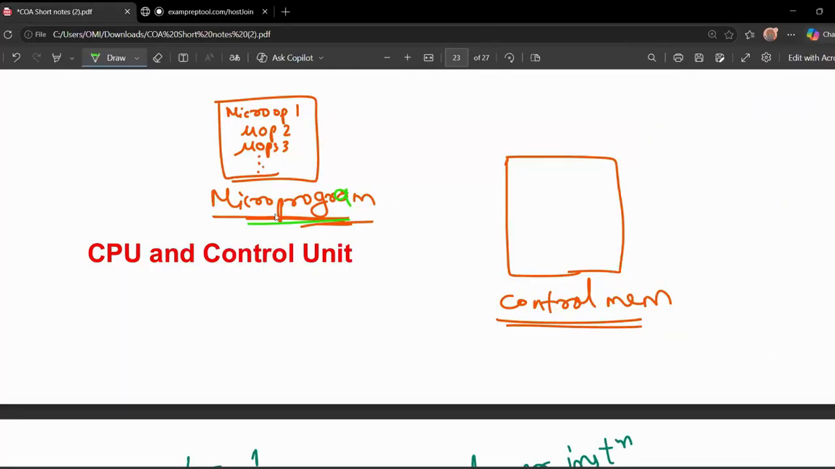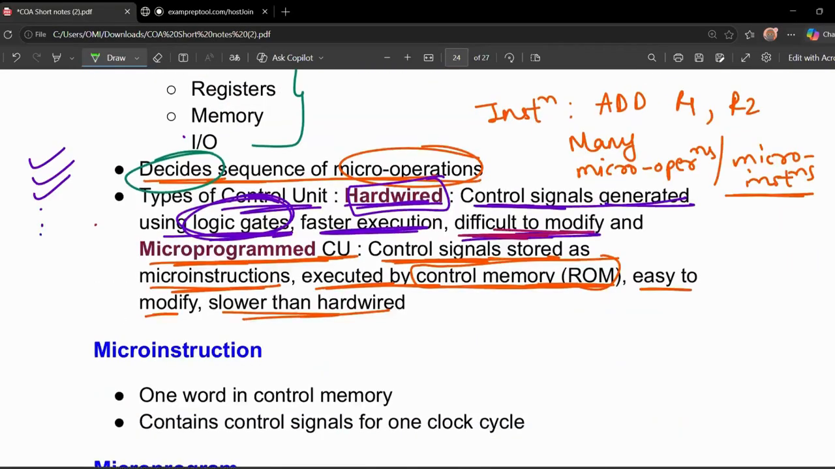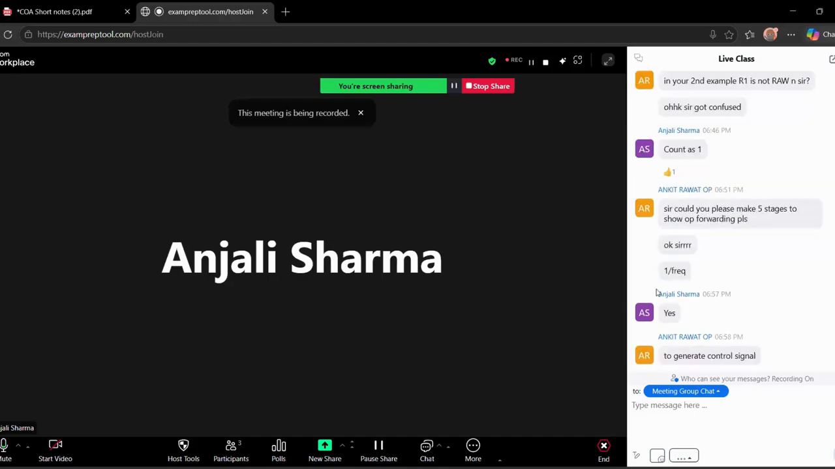Now in the control memory, these entire steps will be put in sequence. If this is micro program 1, all its steps will be put here. This is micro program 2, so all these micro operation steps are put in the control memory. If you want to execute micro program 1, the control unit will come to the control memory and execute the signals step by step.